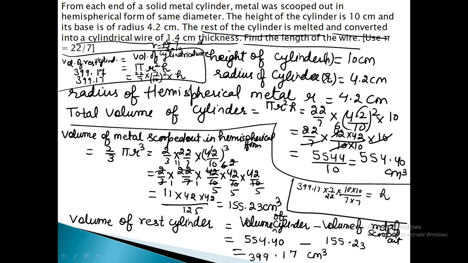Now you can cut, those values will cancel, 7 cancels with 7. After that you will get 39917 over 154 is equal to h, and at the end you will get the final h, that means the length. You will get the result after dividing. I will divide here: 399.17.